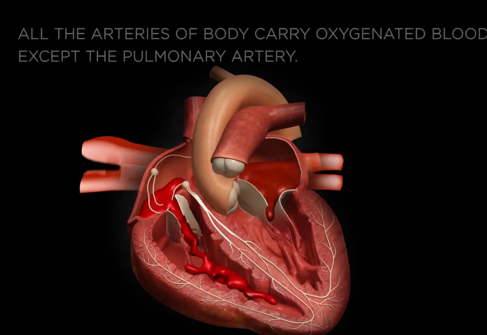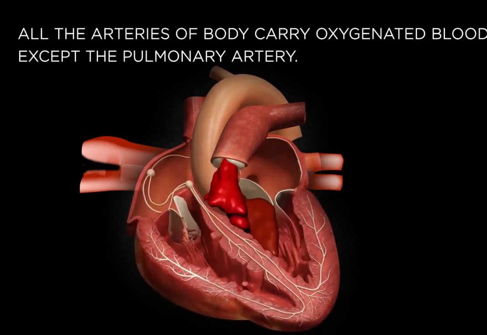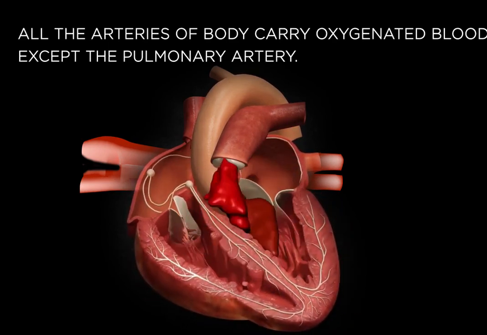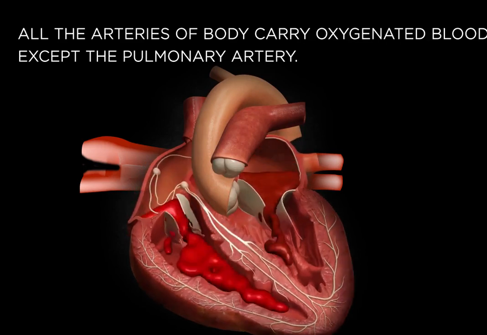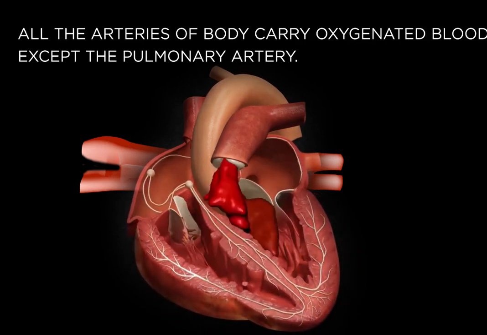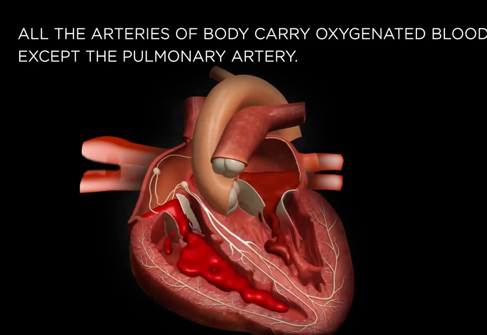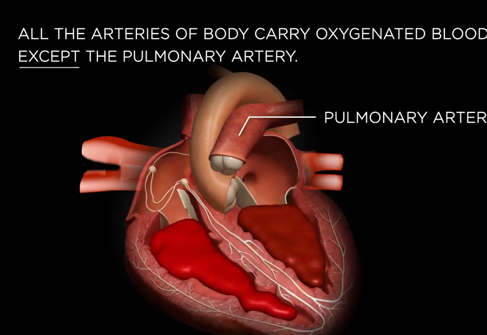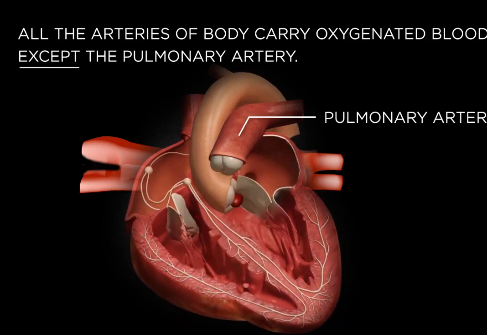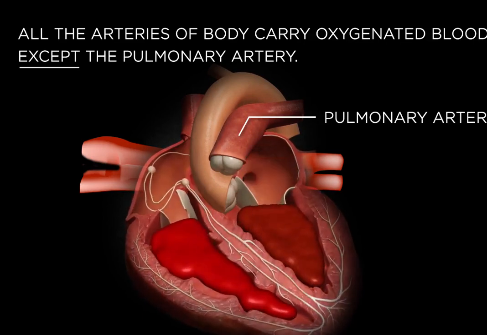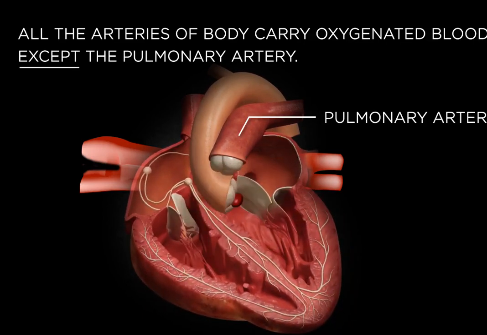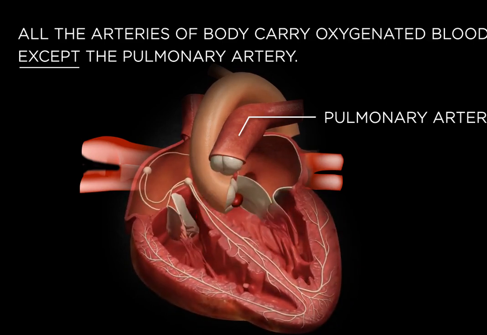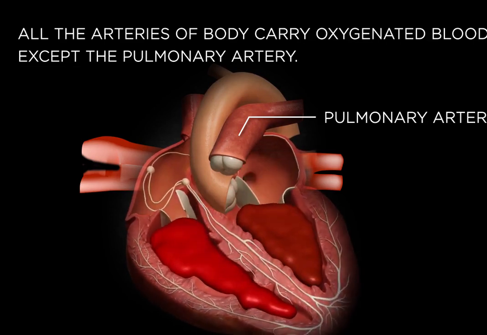Remember, all the arteries of your body carry oxygenated blood. I'll repeat, all the arteries of your body carry oxygenated blood. Then you'll be like, but the pulmonary artery is carrying deoxygenated blood. Because the pulmonary artery is the only exception. Listen to my statement clearly. All the arteries of your body carry oxygenated blood except the pulmonary artery. The pulmonary artery carries deoxygenated blood.